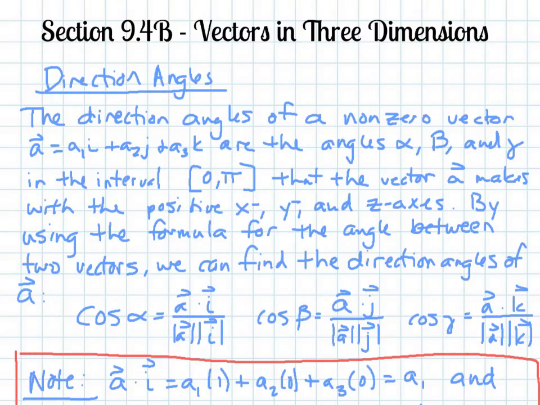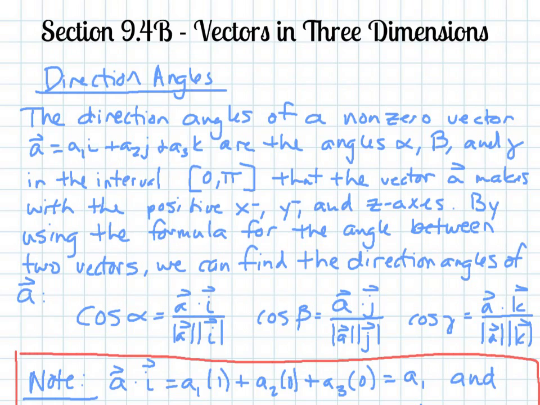Today's lesson, section 9.4b, we're still in vectors in 3 dimensions. The main topic of discussion will be these things called direction angles. Now this is new in comparison to 2D vectors.